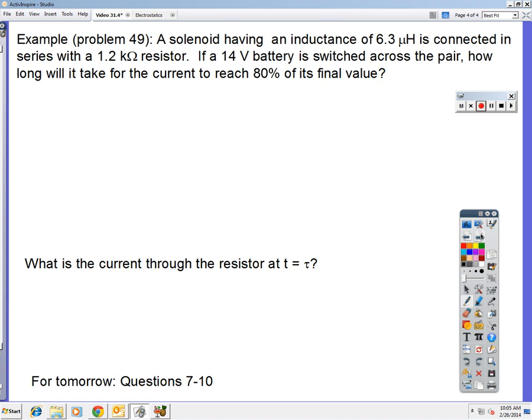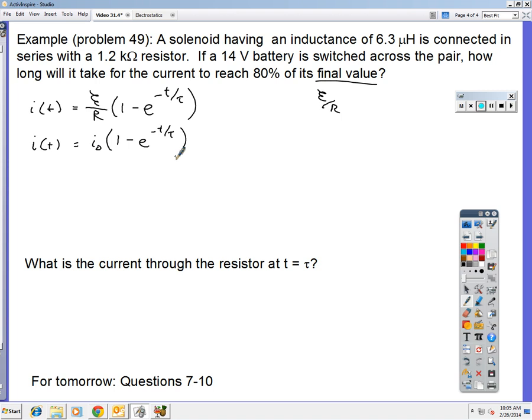Well, remember the equation for rising current in an inductor is I of t equals E over R times 1 minus e to the negative t over tau. The final value of the current, though, is E over R. And so the result is that we can take the current equals the final value, I naught, times 1 minus e to the negative t over tau. And we want to find the time to reach 80% of it, so I of t will be 0.8 I naught.